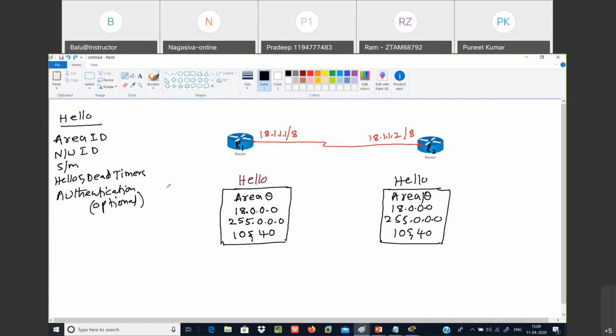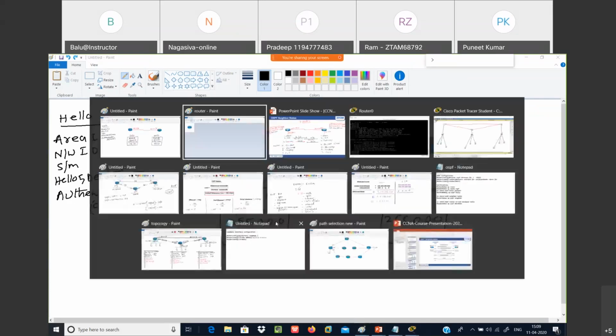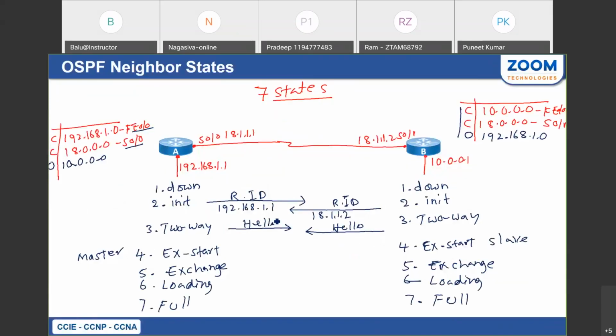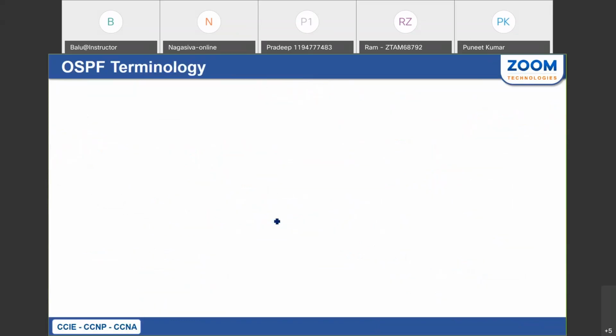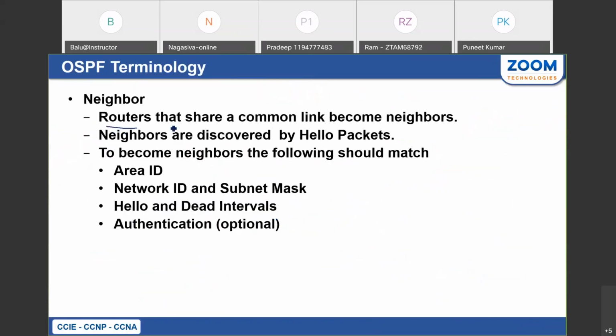Okay, guys. See the theory. Neighbor. Routers that share a common link become the neighbors. Neighbors are discovered by hello packets. To become neighbors, the following should match. What should match? Area ID should match, network ID and subnet mask, hello timers and dead timers, authentication. These all should match. Even if any one of the parameters is not matching, no neighbor. Okay, guys.